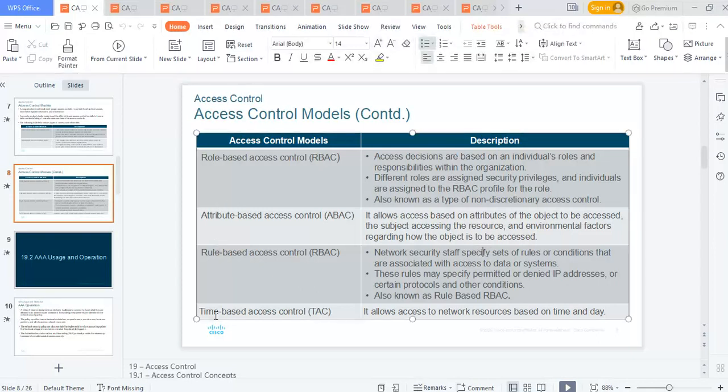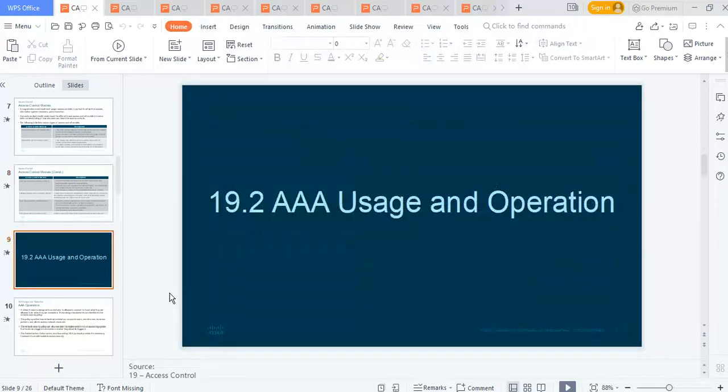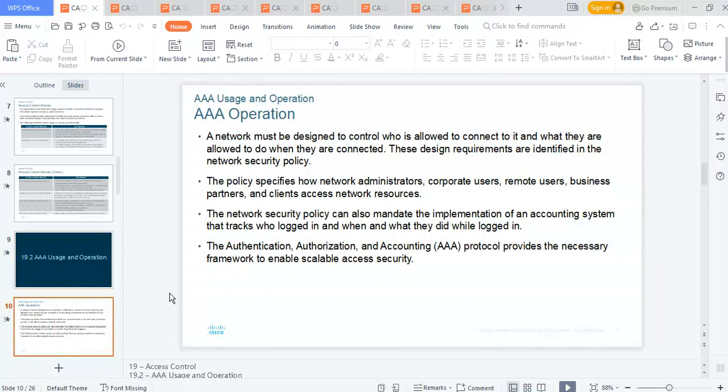So you have role, attribute, rule, time based access control. Now, AAA usage and operation. So don't forget I said you have authentication, you have authorization, you have accounting. At times you could say you authenticate someone, you authorize, you make the stuff available for the person, then you can now account, you can now log, track whatever the person is doing.